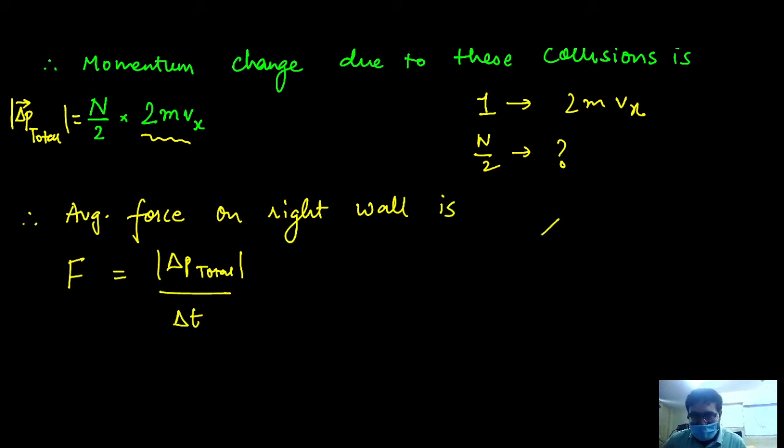Direction, you know. If you take the right wall, then the force on the right wall because of molecules is towards this side. I hope you remember that. Clear this step? I have used Newton's second law: F equal to delta P by delta T if you are finding average.